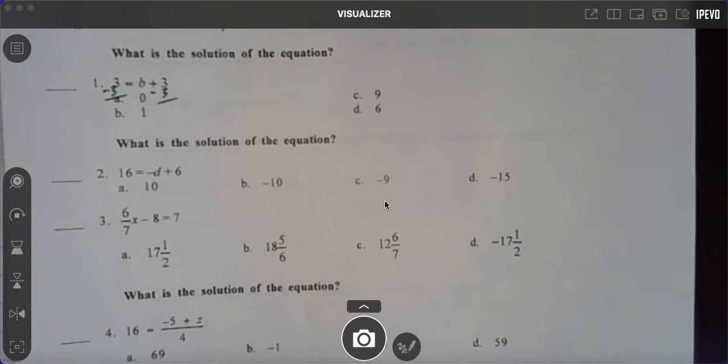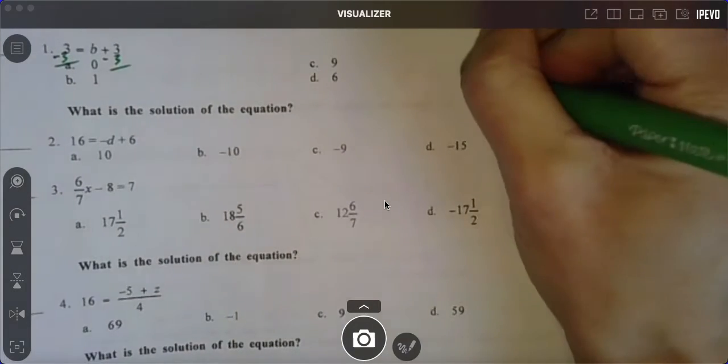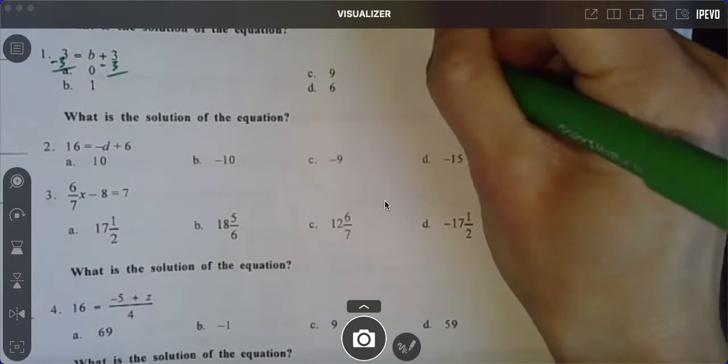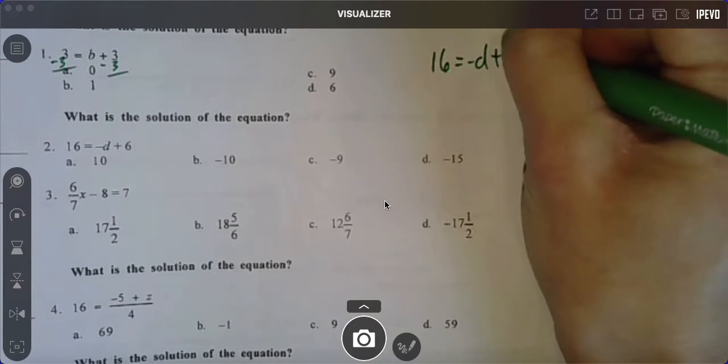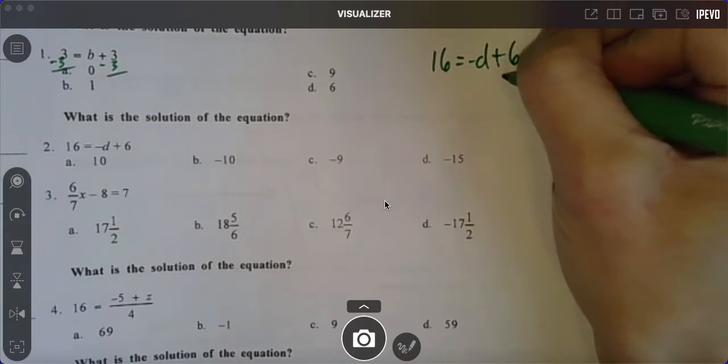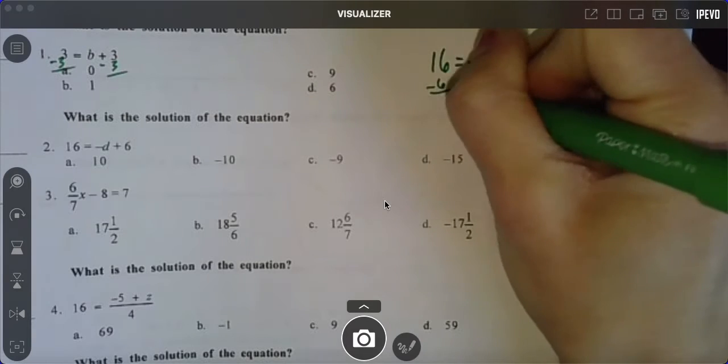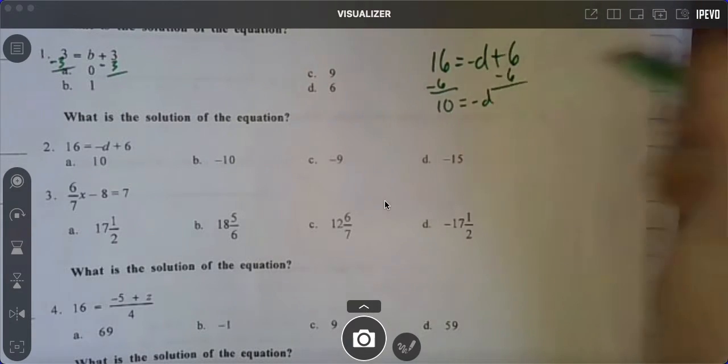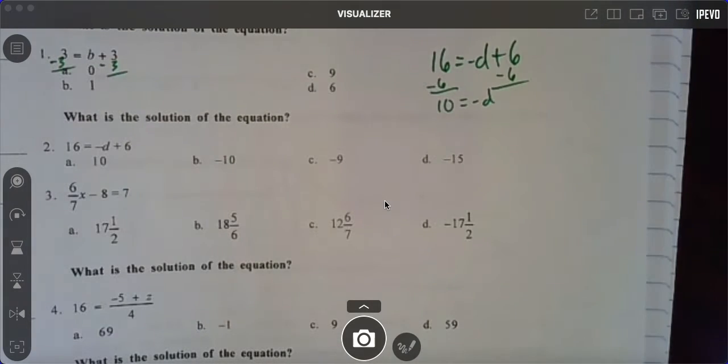Number 2. I'm going to write it over here. 16 equals negative D plus 6. What do I do on this one? Subtract the 6. So I get 10 equals negative D. Is that what D equals?